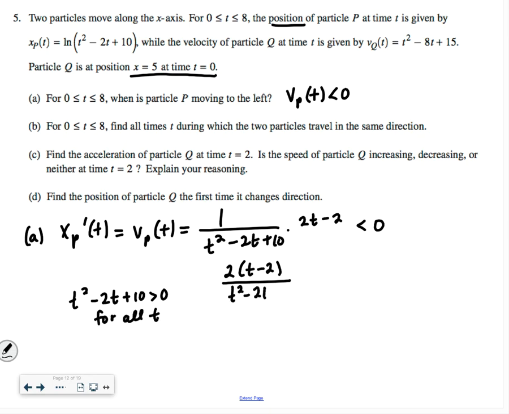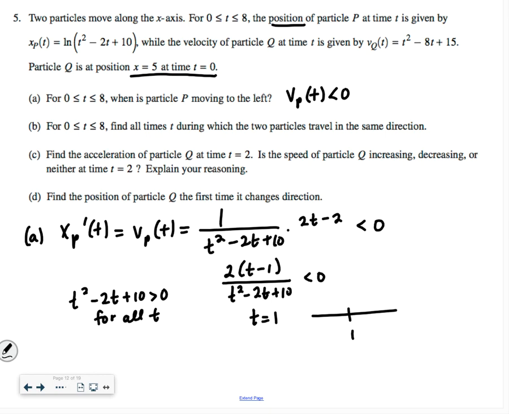So the only critical value that we have is 1. Oh, whoops, I wrote t minus 2. I bet you guys were screaming at me. Bonus point. All right, so I get t equals 1 as the critical value. So I'm trying to figure out where it's moving to the left, so I want to check on the left and the right of that.